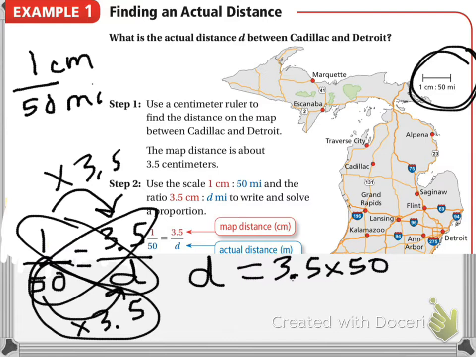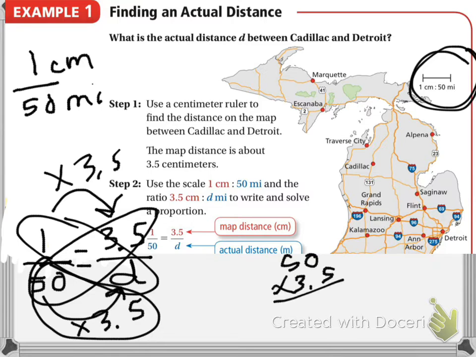So let me see, I need to make some room so we can do our multiplication here. So now I'm ready to do my 50 times 3.5, and that'll give me my D. So 5 times 0 is 0, 5 times 5 is 25. Cross that out, put down your 0. 3 times 0 is 0, and 3 times 5 is 15. Let me go ahead and fix that. I was already getting ready to add there.